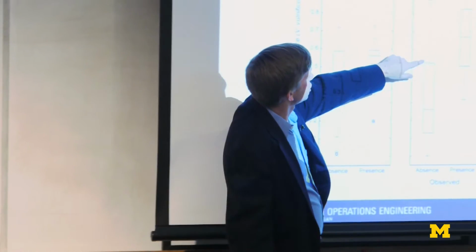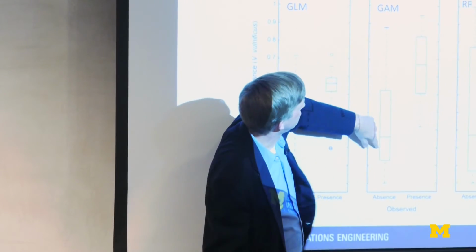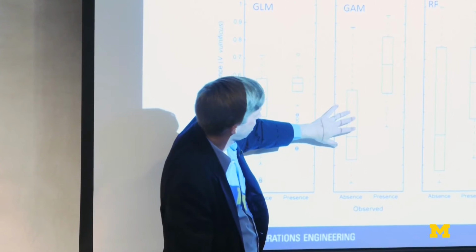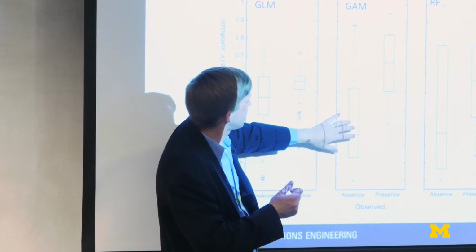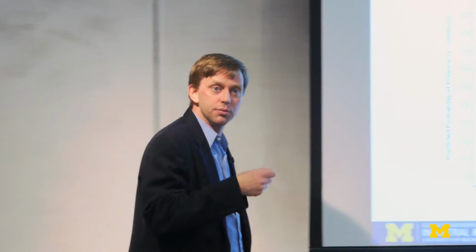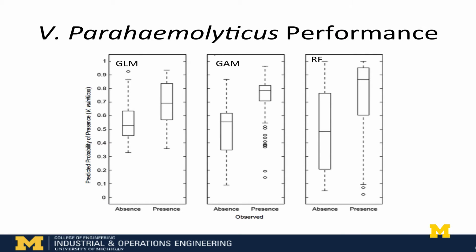The GAM starts to give us some ability to discern them. We'd like these bars to be smaller, but given our limited data of 148 samples, it gives us something to work with. And random forest also doesn't do very well in this one. So the GAM was the model that was doing the best for vulnificus, and we see something similar with para.